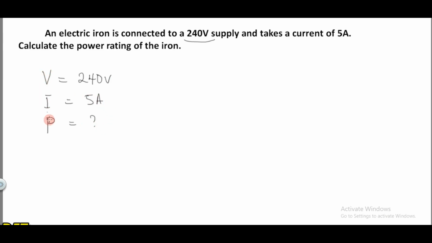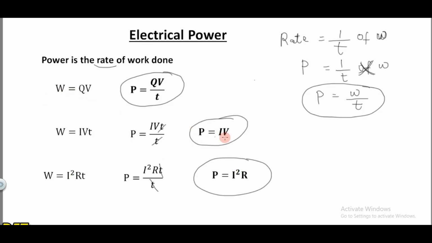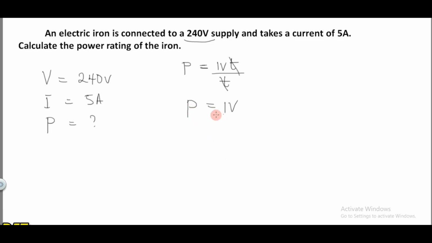So what's the relationship between power, current, and potential difference? We know that power is equal to IVT over T, right? When this T cancels out this T, what we now have is power is equal to IV. So this is the relationship between power, current, and potential difference. So these three formulas are formulas that you must remember always.